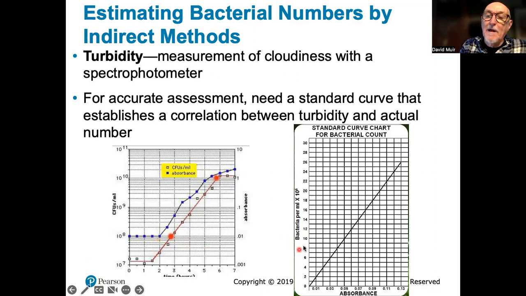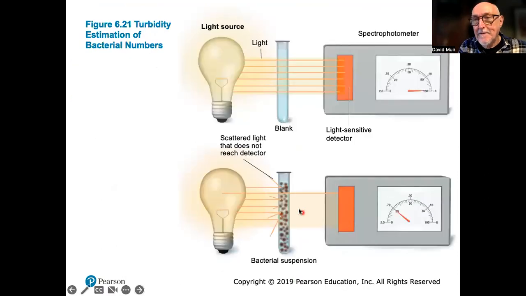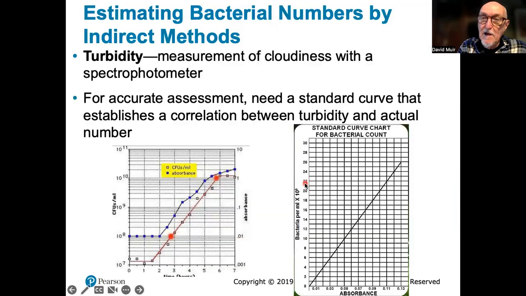So, for example, I can set up an experiment where I measure how many bacteria I have and how much light they absorb at that population level. This is called the standard curve. Now, this would be a huge nuisance if you had to do this every time you wanted to use the spectrophotometer. But fortunately, you only have to do it once for a particular bacterium under particular conditions. In a particular medium at a particular temperature, you only have to produce one standard curve.